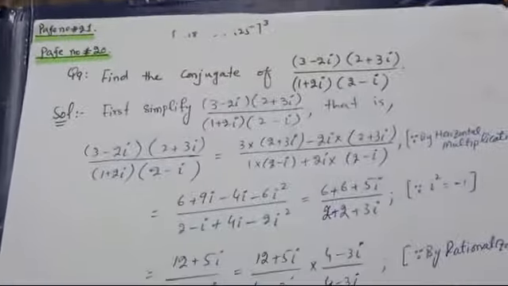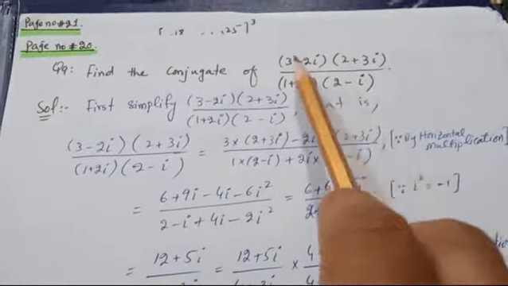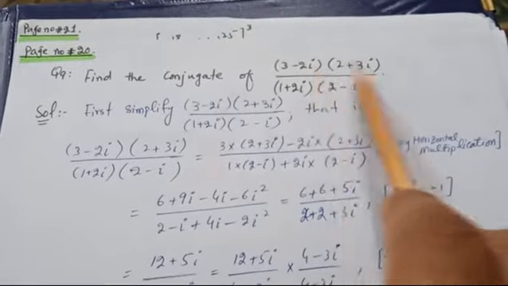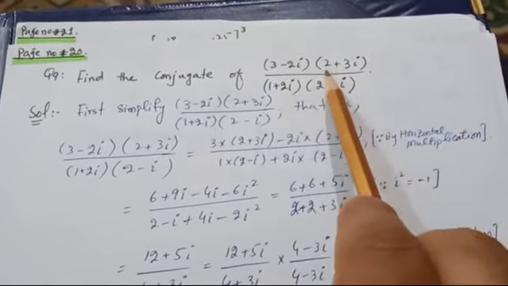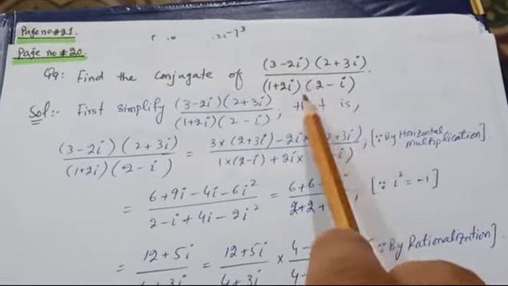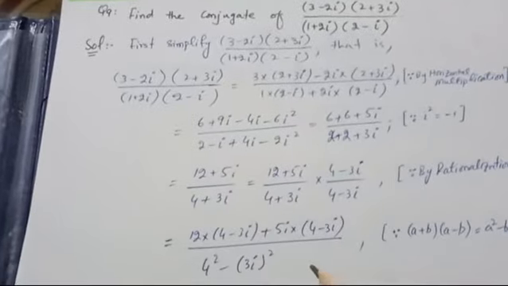Now you are taking the conjugate of this complex number. This is question number 9. First of all, before taking the conjugate, you need to simplify this. Multiply the numerator with the numerator, and multiply the two complex numbers in the denominator. After the simplification, you must get a single complex number.